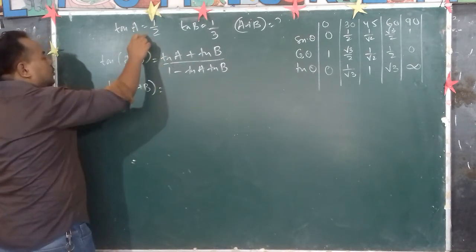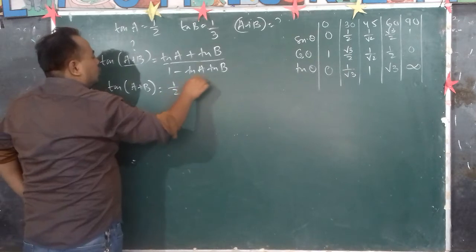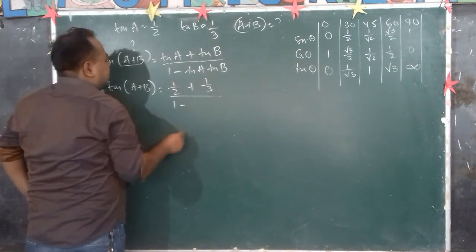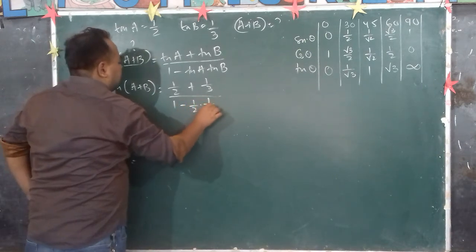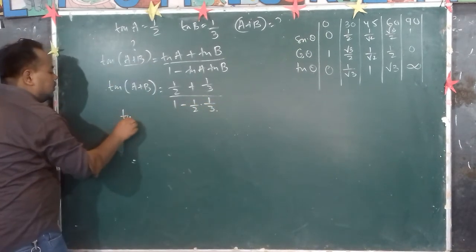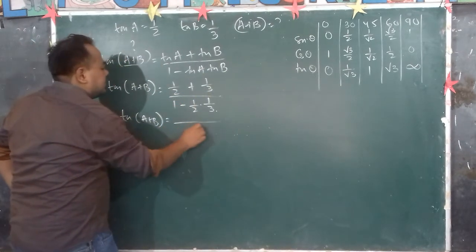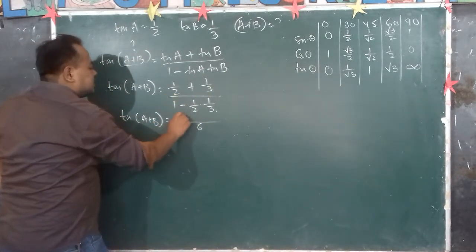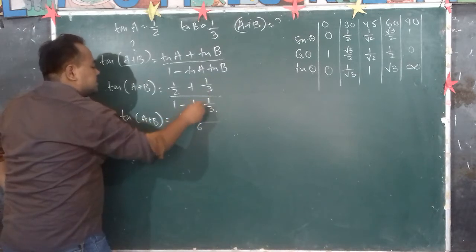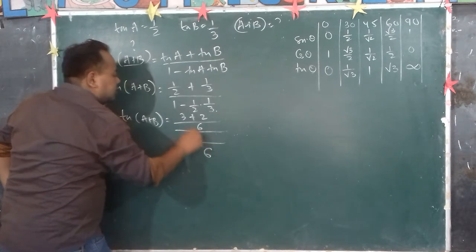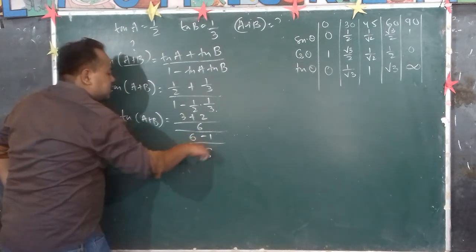Next, tan A plus B as it is. Now what is tan A? We already know that, 1 by 2. What is tan B? 1 by 3, divided by 1 minus tan A tan B, which is 1 by 2 and 1 by 3. Could you please tell me the LCM? The LCM is 6. 2 how many times is 6? 3. Plus 3 how many times is 6? 2. Divided by, again 3 2s are 6 is the LCM, 6 minus 1.